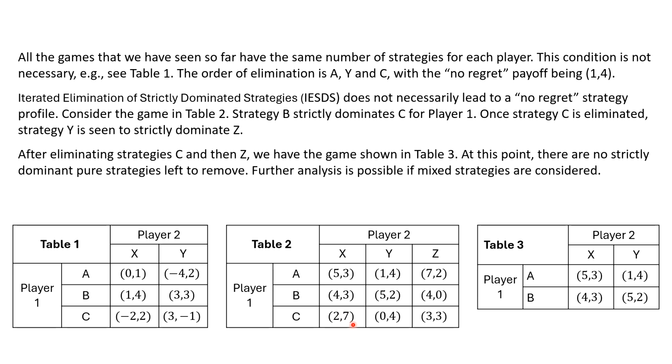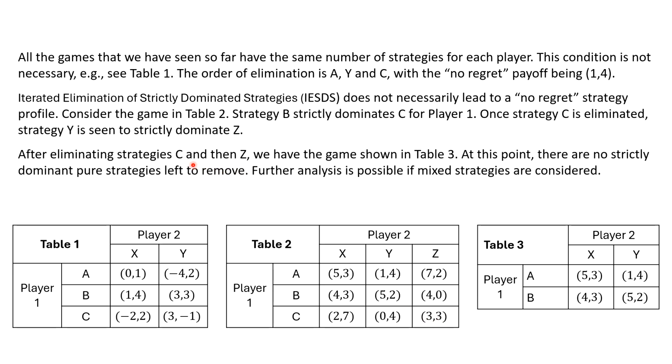So you notice that first B strictly dominates C. 4 is greater than 2, 5 greater than 0, 4 greater than 3. So we can eliminate C. Once C is eliminated, Y is seen to dominate Z. So you can see 4 greater than 2, 2 greater than 0. We don't need to consider this row.